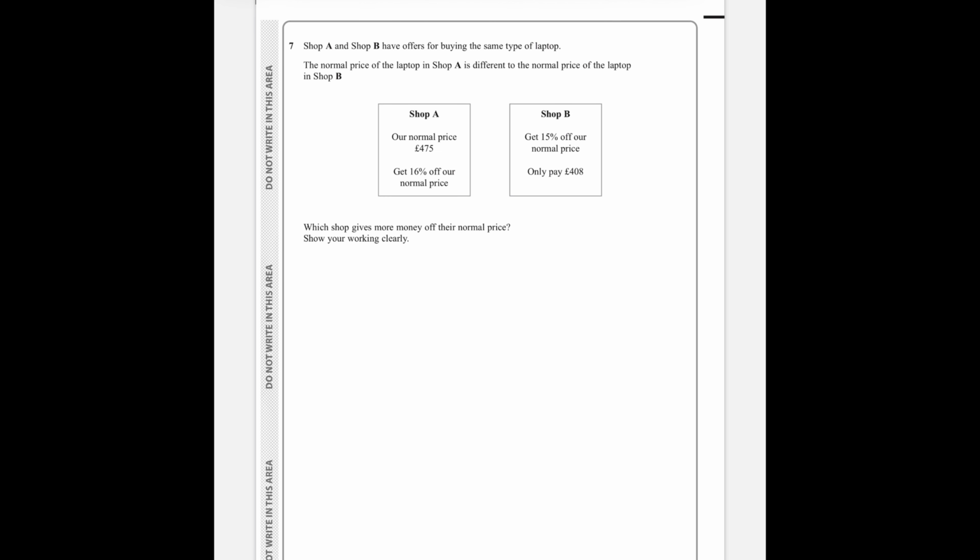All right, next. Shop A and Shop B have offers for buying the same type of laptop. The normal price of a laptop in Shop A is different to the normal price of a laptop in Shop B. Which shop gives more money off their normal price? Okay. Let's see.